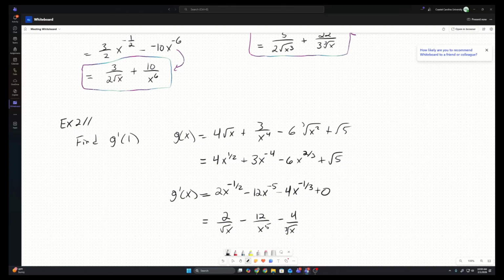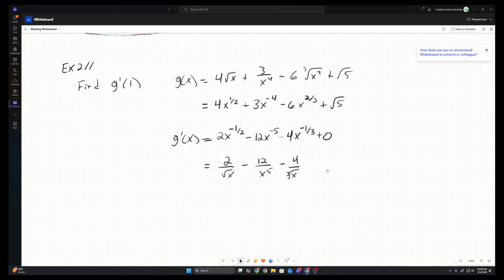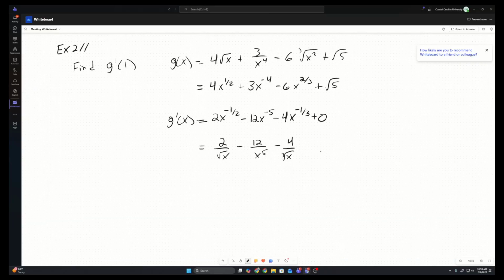Now, conveniently, we're asking you to find g prime of 1. So this is not the final answer, okay? We want to find g prime of 1. So that's just going to be 2 over the square root of 1, minus 12 over 1 to the 5th, minus 4 over the cube root of 1. So all that happens here is we get 2 minus 12 minus 4. Well, that's just going to be -14. And this will be the answer.